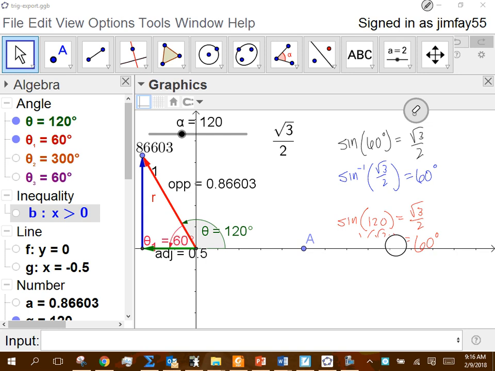So what I want you to realize is that even though this is true, and it is needed and useful, and a lot of times it's the second part of the answer that we're asked for, this is the only information that your calculator is ever going to spit back to you. All right? We also have to know that 120 also has an output of radical 3 over 2. Is that okay?